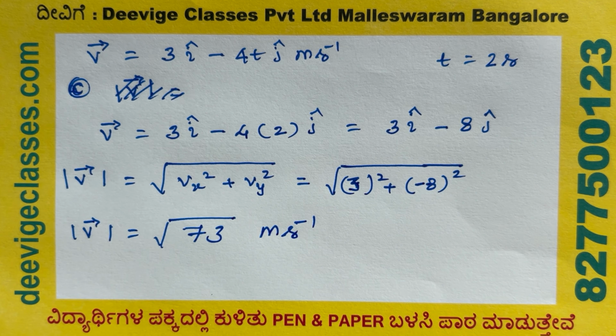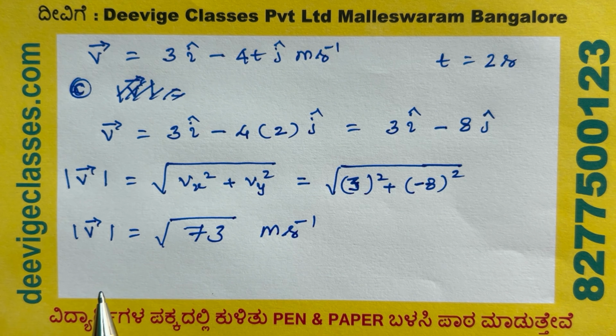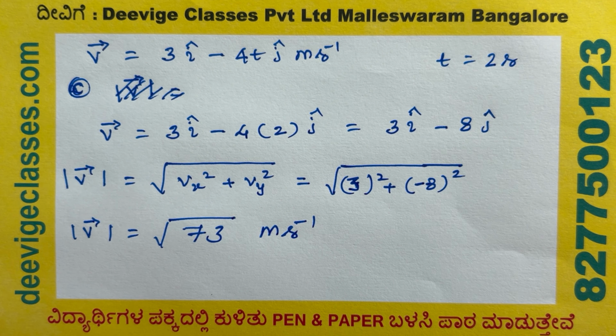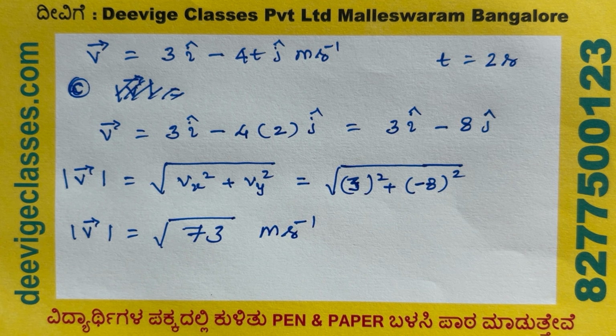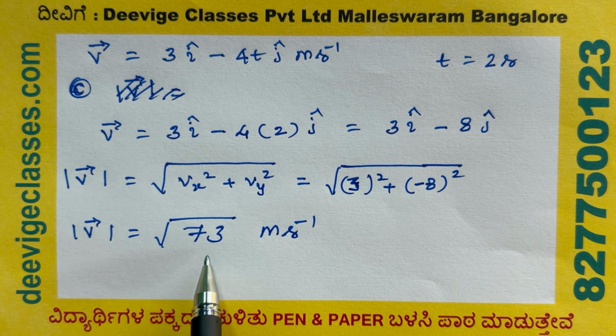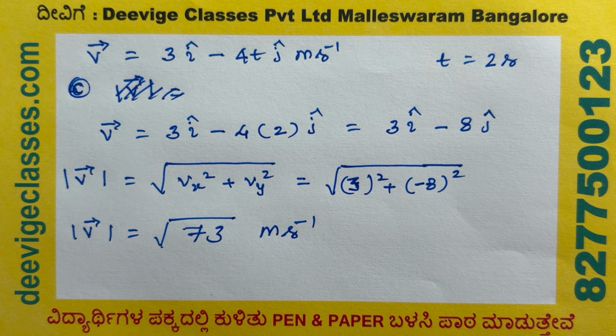If you want, you can simplify further. That is V is equal to root 73. Take the root of 73, then you can write the answer. But it's enough even if you write this answer, you will get the marks in the exam.